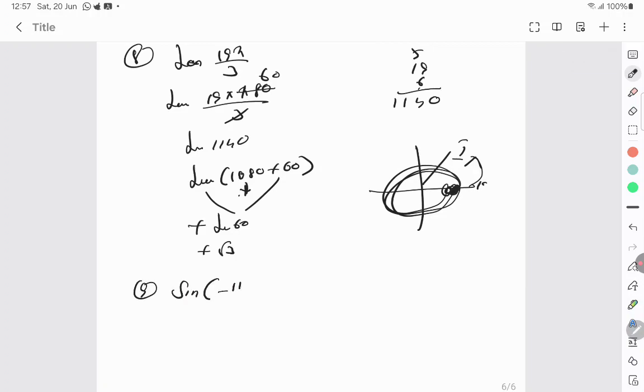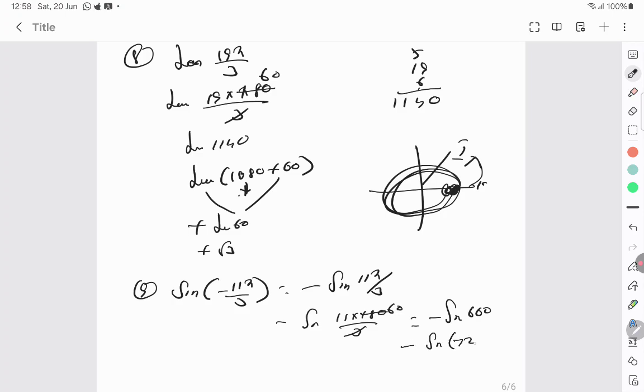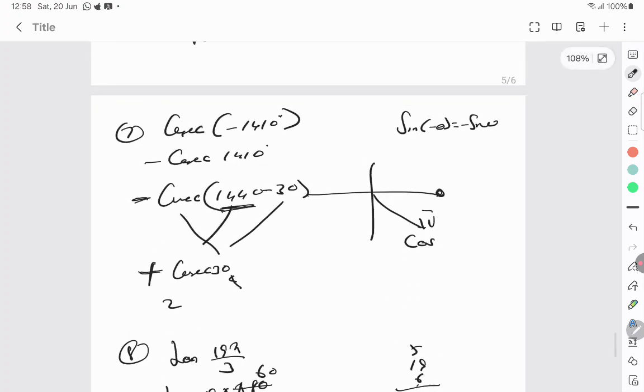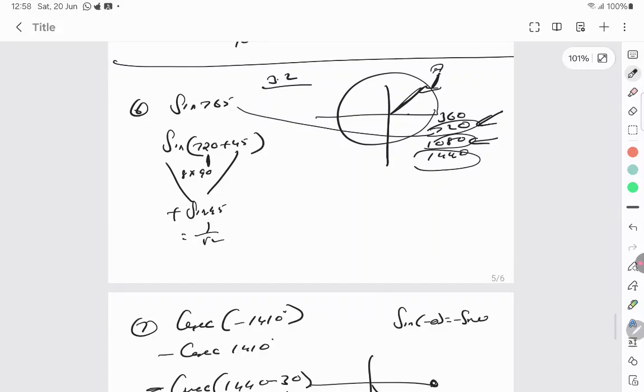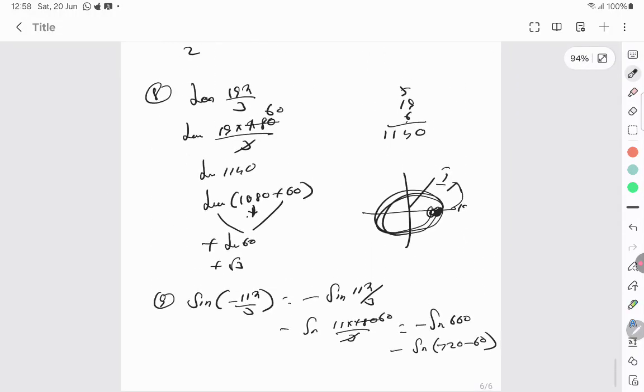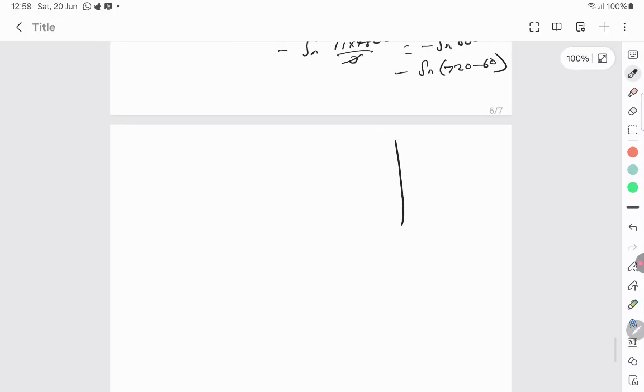Sine of minus 11 pi by 3. Sine of minus theta is minus sine theta, which is minus sine of 11 into 180 by 3, which is 60. It is minus sine 660. It's 720 minus 60, because one revolution here, as you see, 720 is one full revolution. Minus means it's going to be in the fourth quadrant. 720 minus comes in the fourth quadrant.